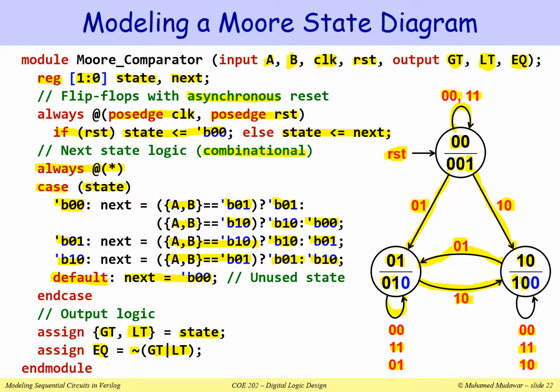Notice that I'm describing my output logic using continuous assignment. That's one way of describing the outputs. Another way is to use an always statement. A third always statement can describe the outputs greater than, less than, and equal. But if you use an always statement, you have to use a procedural assignment, not continuous assignment.